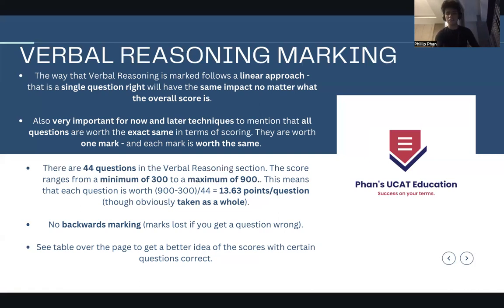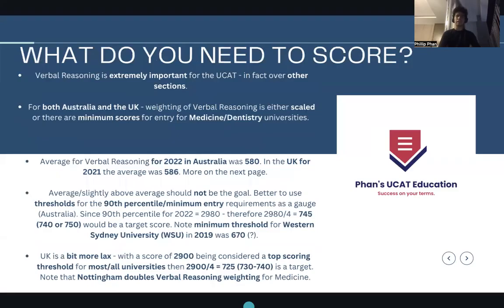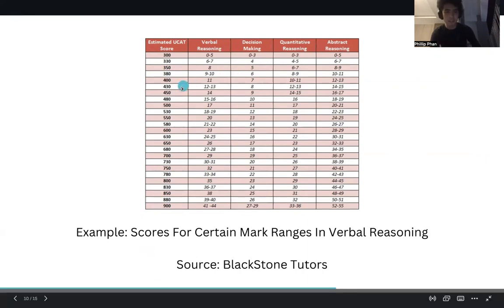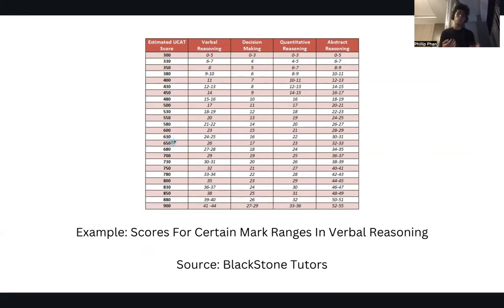Alrighty, there's a table, so I'm going to show you the table. Here's the table right here. It shows you the score you get for the marks you get in the verbal reasoning section. Barring 0 to 5 in verbal reasoning, where we get 300, and 41 to 44, where we get 900, notice how the progression is kind of linear. For example, look at 600 to 630: there's a 1 or 2 mark increase, and then you get an extra 30 points. That follows the structure I was talking about, where 1 mark is equal to 13.63 points.